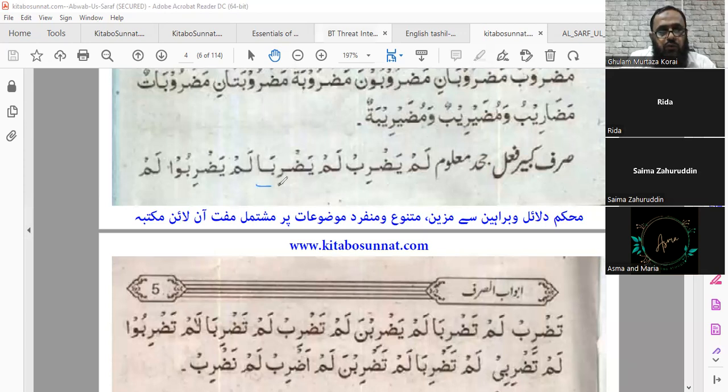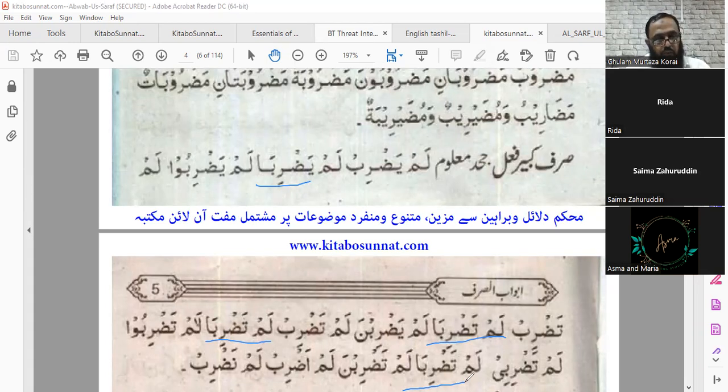Like you can see, this was yadribani, this was tadribani, this was tadribani, this was also tadribani. Now when lam entered into 4 of them, they become lam yadriba, lam tadriba, lam tadriba, and lam tadriba, right? Now we are left with some more sigas.